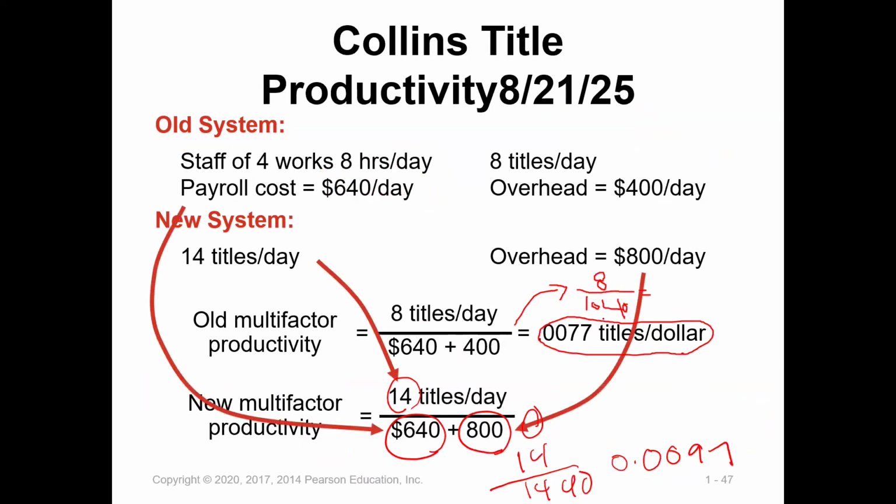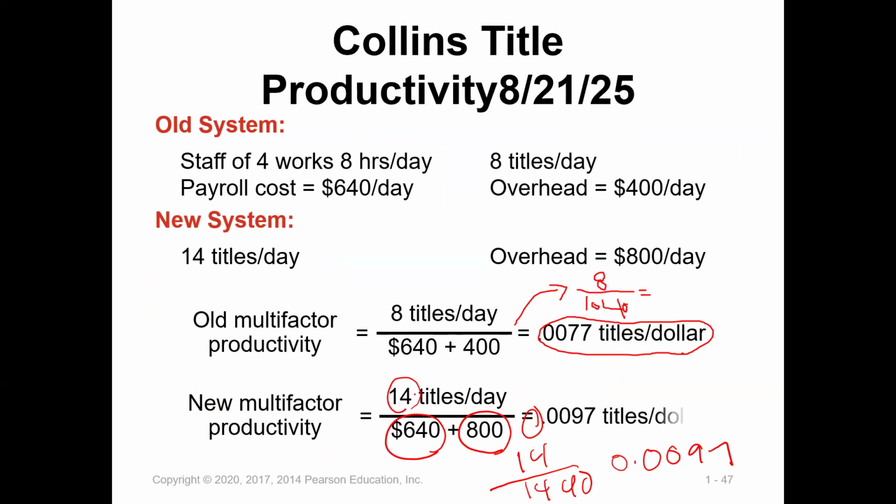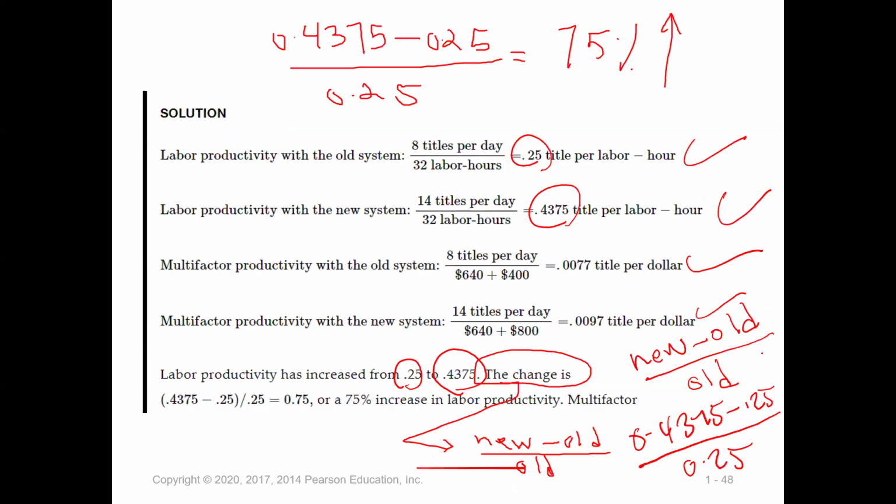We do the same thing for the new system. We replaced the machines and so on, and we can now process 14 titles. The same labor, but the overhead was increased from 400 to 800. So the productivity also was increased to 0.097. So this is the multi-factor productivity for the old system, and this is for the new system. Here's a summary of what we did.